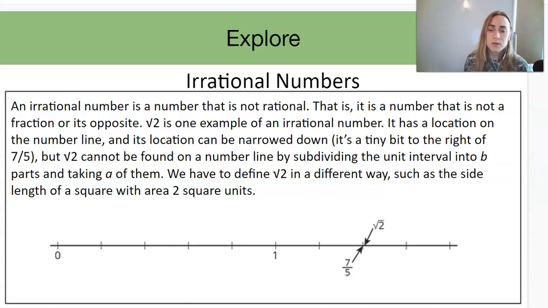But the square root of 2 cannot be found on a number line by subdividing the unit interval into b parts and taking a of them. We have to define the square root of 2 in a different way, such as the side length of a square with an area of 2 square units.